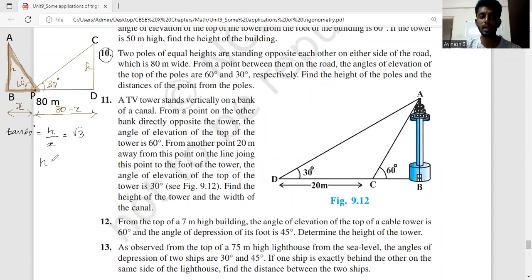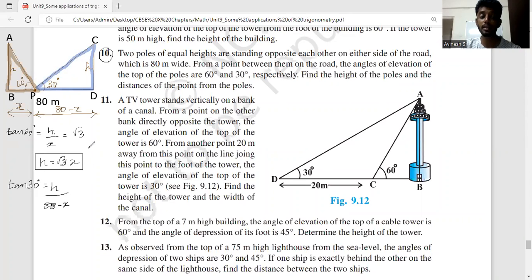Now in the next step, this becomes h equals root 3 into x. Let us mark this as equation 1, because at this point we don't know h and we don't know x as well. Next we go for the other triangle, which I'm going to shade using blue color. When I consider the blue triangle, which is tan 30, it's very clear that the side opposite to 30 degrees is h and the side adjacent is 80 minus x.